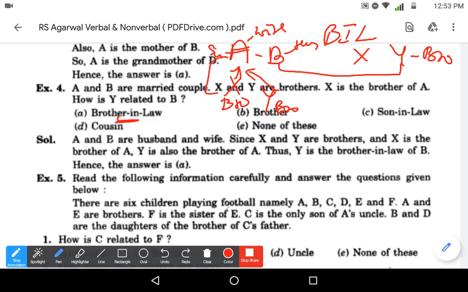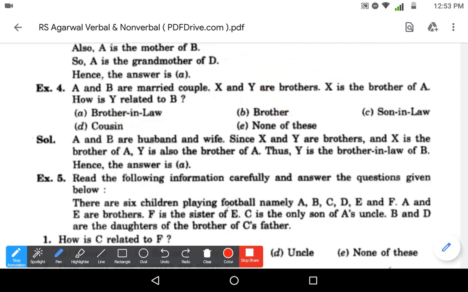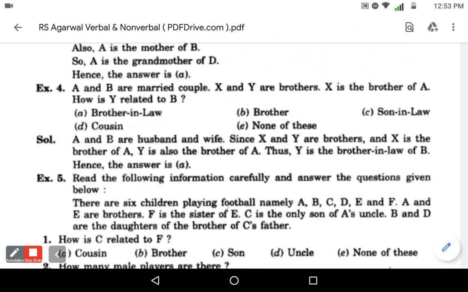Okay, I hope everybody understood this. A and B are husband and wife. The wife's brother is brother-in-law. So there are two brothers for that wife, so A's husband will have two brothers-in-law. Okay, so these are relationship puzzles. I hope this is clear. So these are the first two topics under logical reasoning.